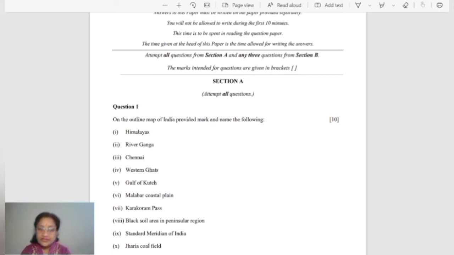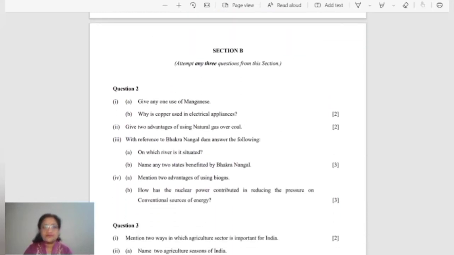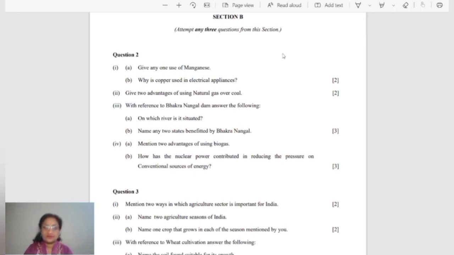So when we are taking the map work as question 1, you will find 10 marks are there. All the 10 points you have to mark, okay? And once you mark the 10 points, you will be getting the 10 marks for this. In Section B, you will be getting 5 options, right? 5 questions will be there from 5 different units. Out of the 5 questions, you need to do any 3.